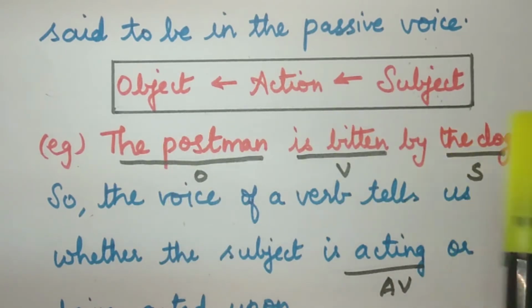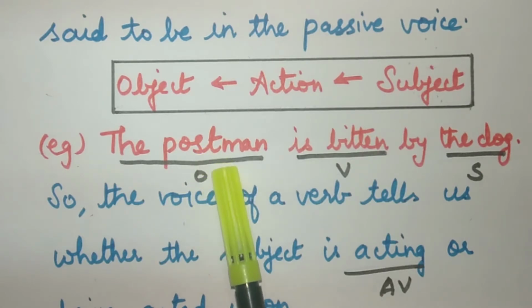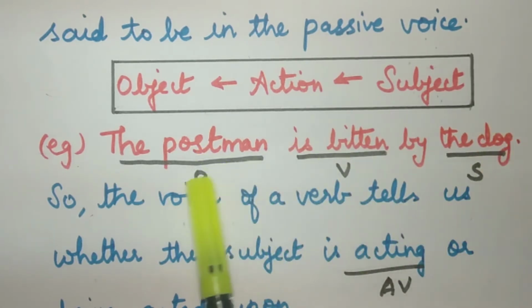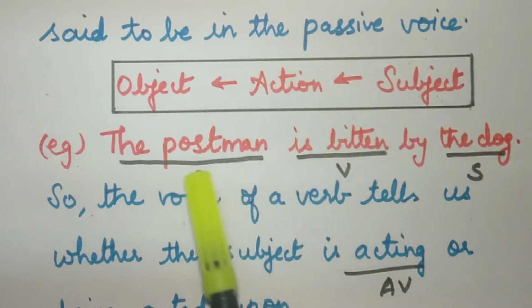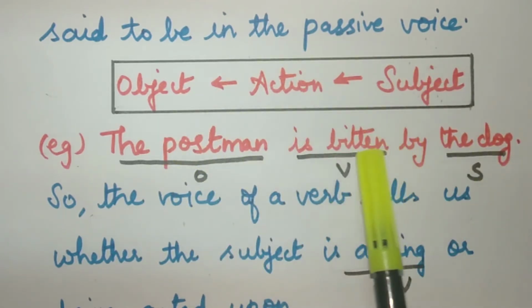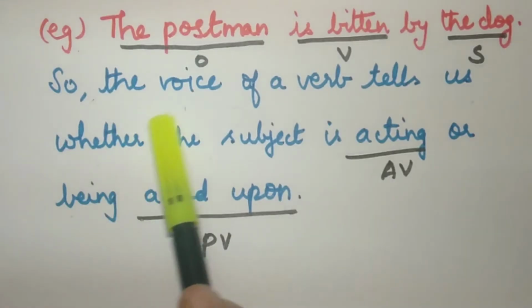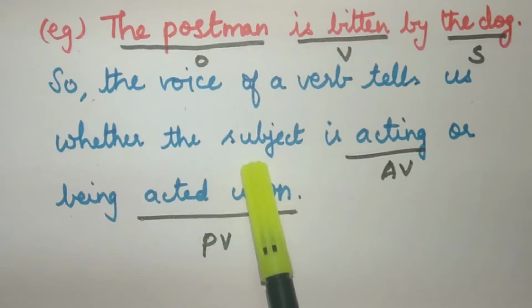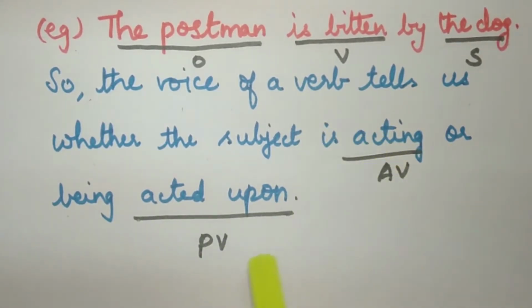See the example. In the active voice we saw, the dog bites the postman. Here we are saying the postman is bitten by the dog. Is there any change in the meaning? We are interchanging only the subject and the object, but the verb is as it is. So there won't be any change in the meaning also. The voice of a verb tells us whether the subject is acting or being acted upon. Acting means active voice. Acted upon means passive voice. So it depends on the subject whether it is an active voice or a passive voice.